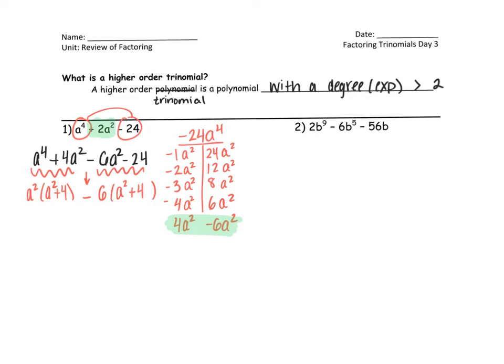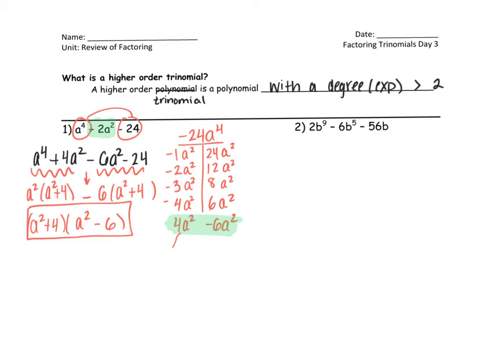And now my parentheses are the same. So that's going to be my last step. So a squared plus 4 is my GCF. And when I divide this term by a squared plus 4, I get that. When I divide this term by this, I get that. So my last parenthesis is going to be a squared minus 6. And that is my final answer.